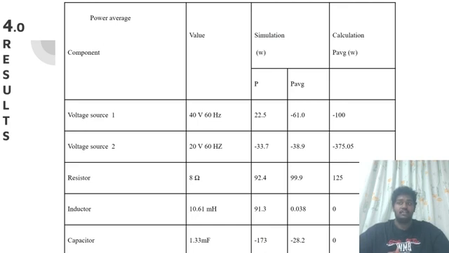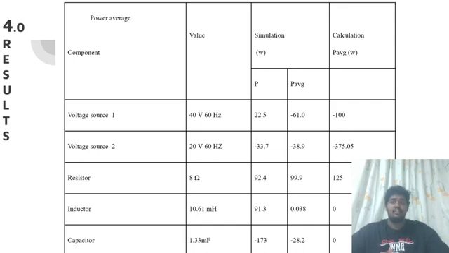The average power absorbed by the resistor from calculation is 92.4 watts, which is slightly different from the simulation, which shows 99.9 watts, as clearly stated in the table. The same method was used for the inductor and capacitor, where the inductor shows 0.038 watts in simulation, which is nearly 0 watts, the same as the calculation. Whereas for the capacitor, the calculated value and simulated value differed by a greater margin.